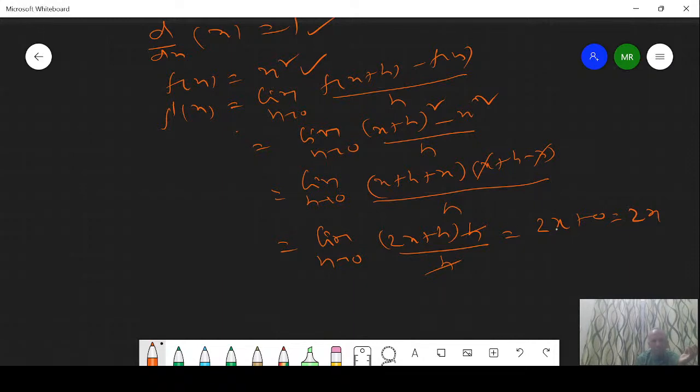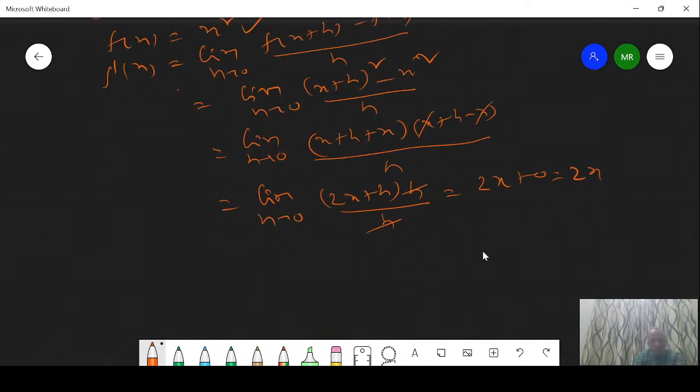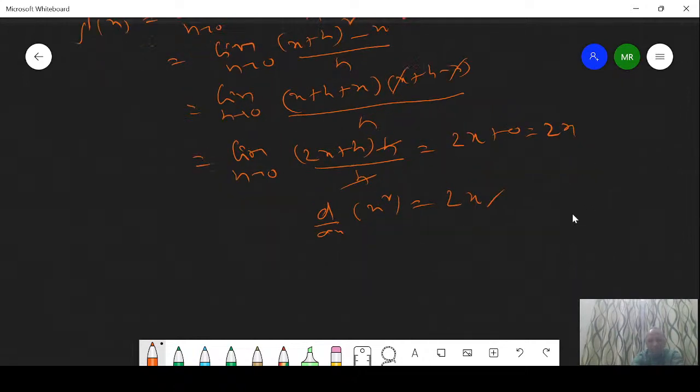Now coming to this, I got this one. I can write d by dx of x square is equal to 2x. The derivative of x you got 1, the derivative of x square is 2x. Now I am going to generalize this.